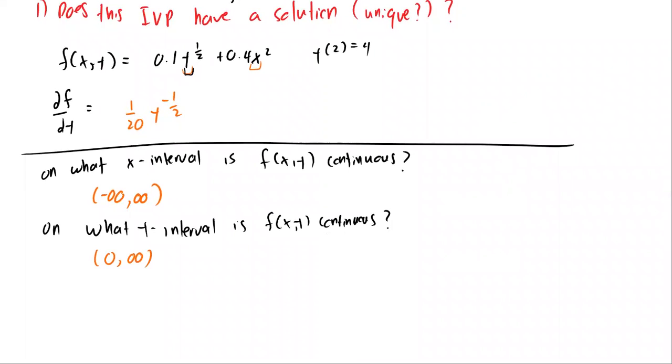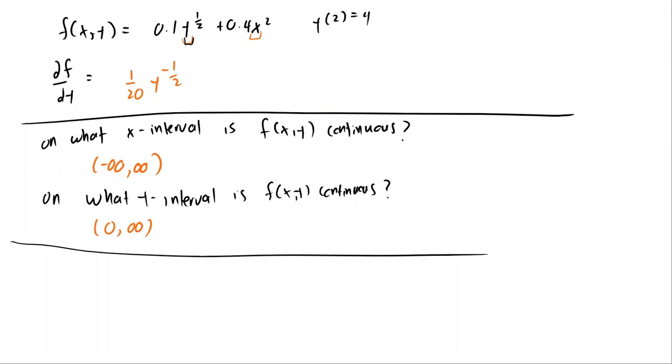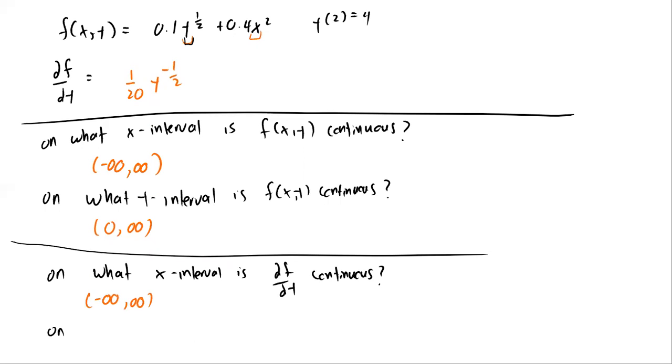Now let's look at the partial derivative. So for the partial derivative, on what x interval is partial f, partial y continuous? Well, there are no x's, meaning that x can be anything. So again, we can use the interval negative infinity to infinity. Now focusing on y, where is partial f, partial y continuous?